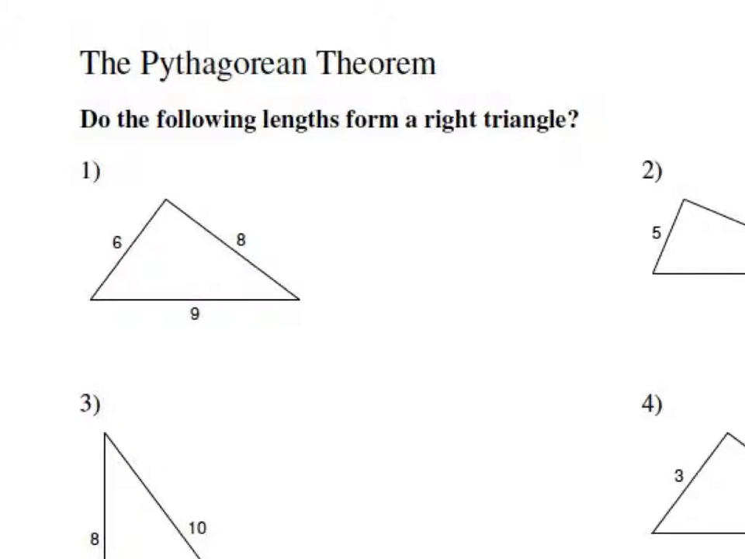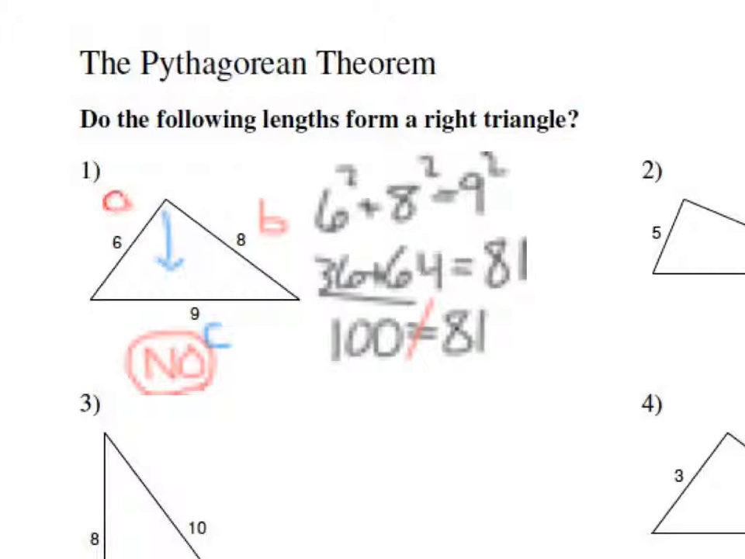First, we have our side lengths. Here's our two short sides, our legs. So that's A and B. And our hypotenuse, our long side across from the right angle, is C. So if we plug that into a squared plus b squared equals c squared, we will have 6 squared plus 8 squared equals 9 squared.